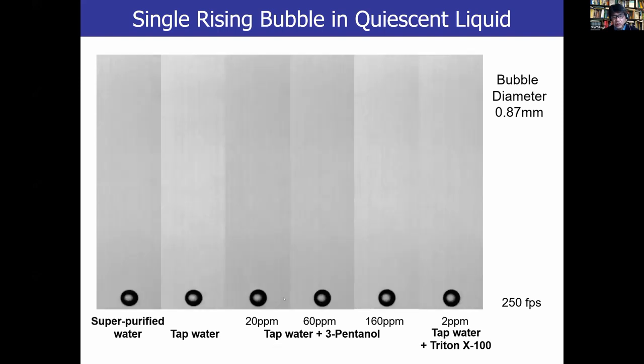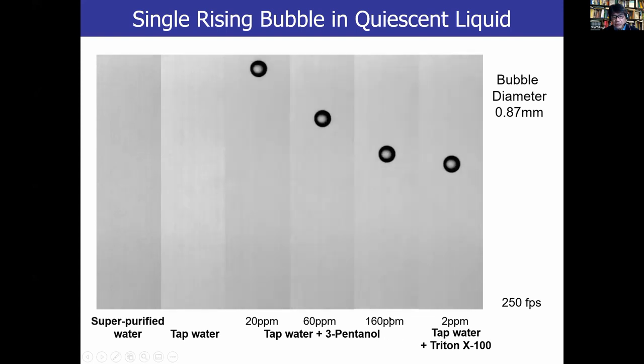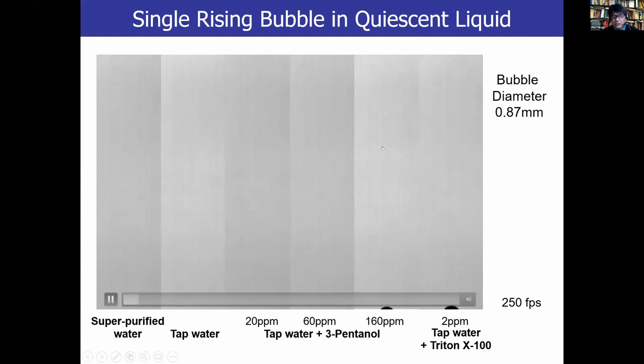So you see that with 160 ppm pentanol, when we don't have the cluster, the terminal velocity is much lower than the super purified system. So for tap water and the 40 ppm, you see the cluster is between the 20 and 60.